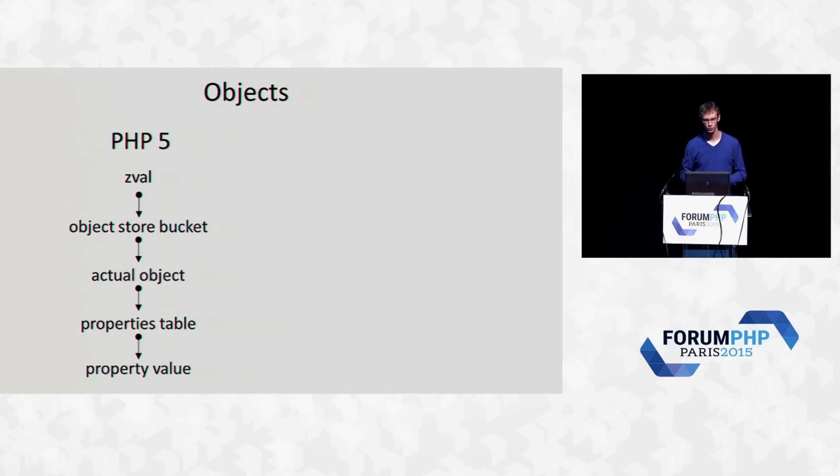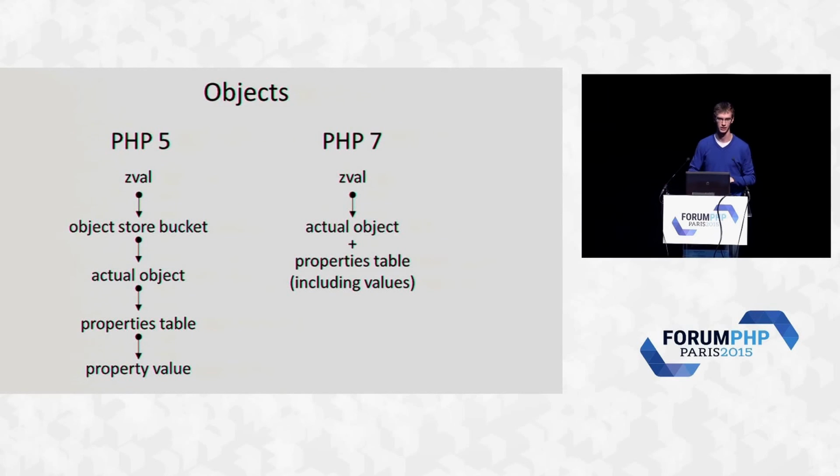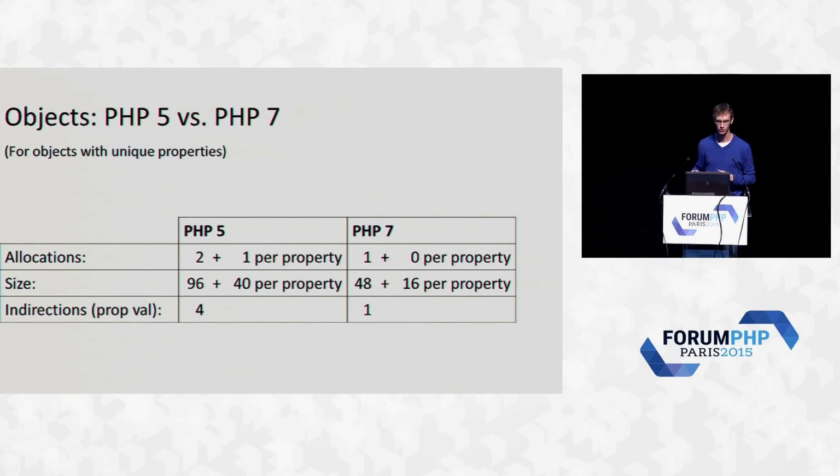So in PHP 7, we basically dropped this intermediate object store bucket completely. That's just no longer necessary. And the rest is kind of merged together. So instead of having a separate object and a separate properties table, we can simply concatenate them and make them into one structure. And similarly, the property value is now directly part of the properties table and not a separately allocated value. So the end result is something like this. And if you do a side-by-side comparison again, then again you have fewer allocations and less memory usage.